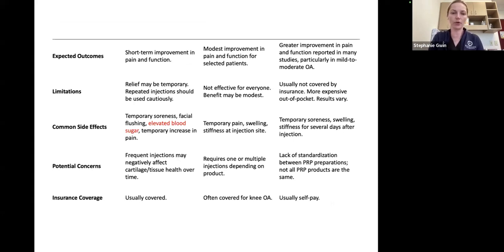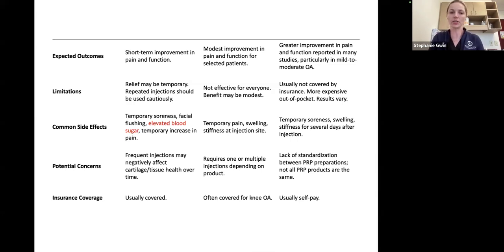Limitations for cortisone: it's temporary. And the biggest one is that cortisone injected over and over again starts to wear down the cartilage or the tissue. So you're getting that short-term improvement for potentially trouble down the road. That being said, I use cortisone all the time. It's a very good tool, especially when used judiciously and appropriately.